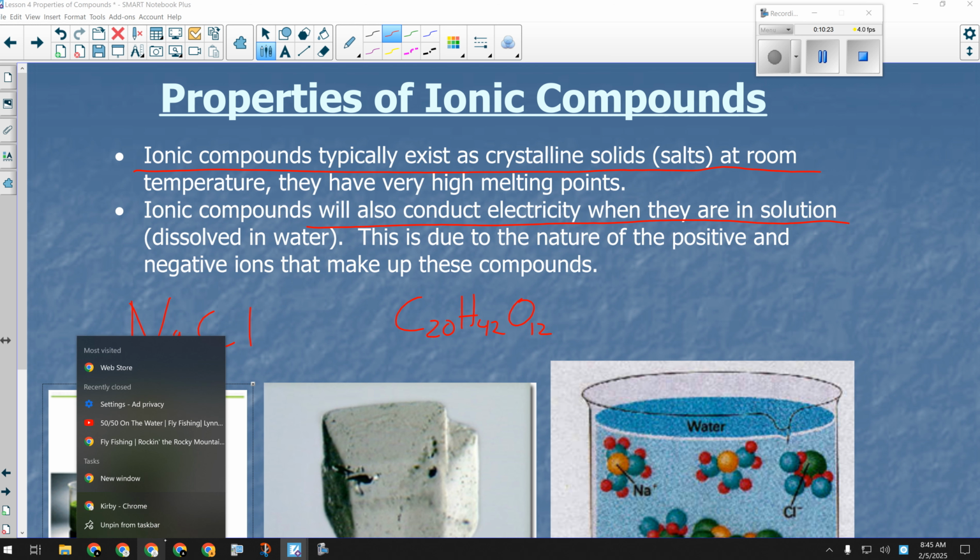So if you've got an unknown material tomorrow and it's a liquid, is it ionic or molecular? It's molecular, because ionic compounds are crystalline solids at room temperature, and we're going to be doing this lab at room temperature. So if you have an unknown solution and it's a liquid, you know all the possible ionic compounds are out. It can't be one of those because ionic compounds are salts. They are crystalline solids at room temperature.